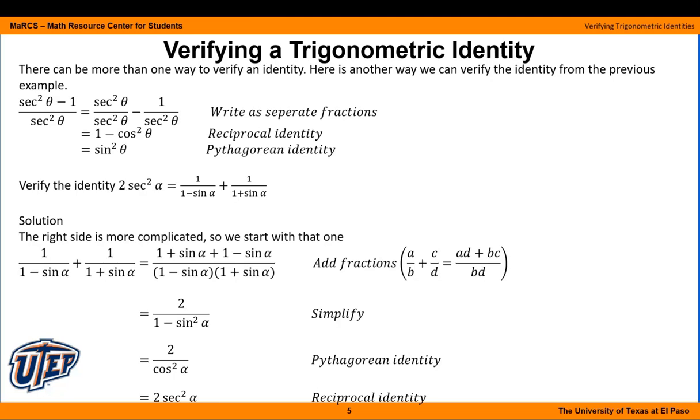After obtaining a common denominator, simplifying the numerator, applying the Pythagorean identity, and using the reciprocal identity, we arrive at 2 secant squared alpha, which matches the left side. The identity is therefore verified.